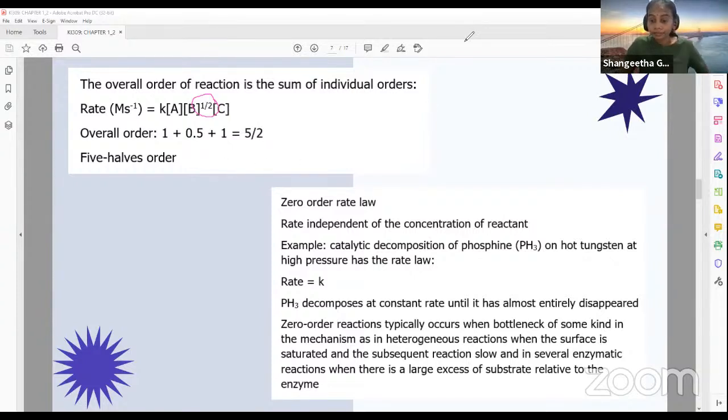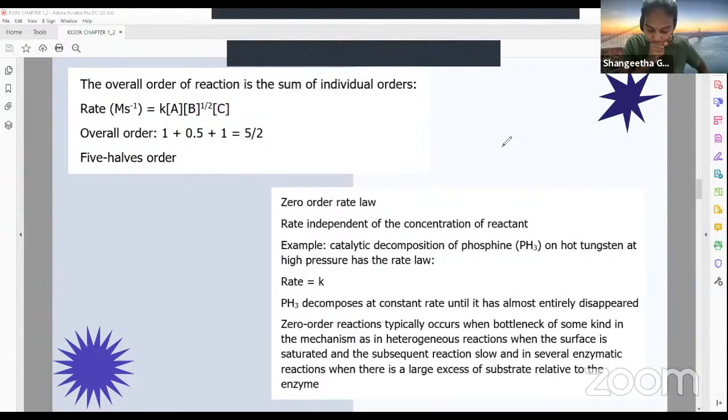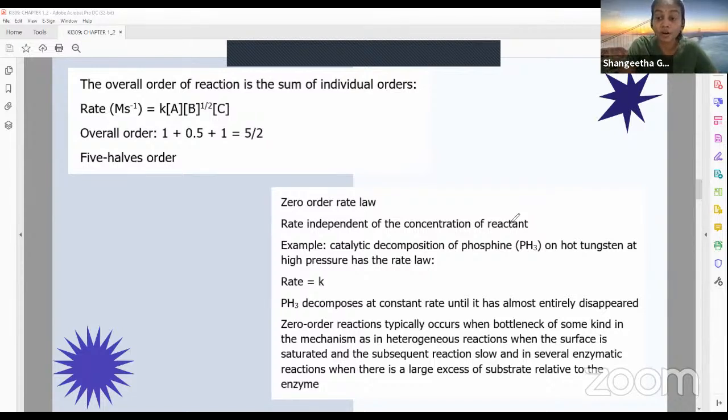Now, when we talk about a zero order rate law, it means that your rate is independent of the concentration of the reactant. One example to let you know in what instances zero order can happen is the catalytic decomposition of phosphine on a hot tungsten.